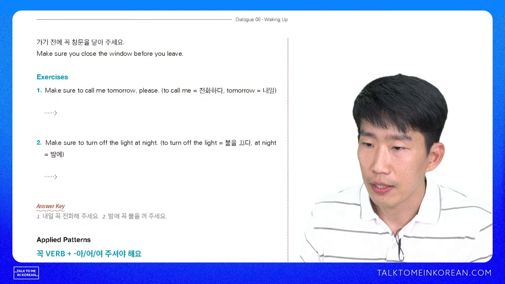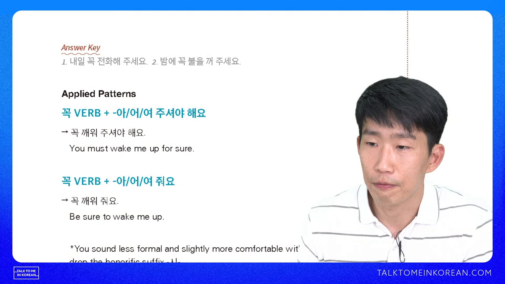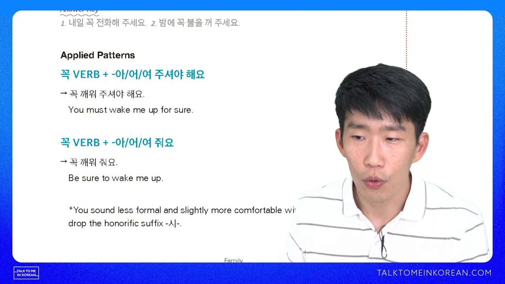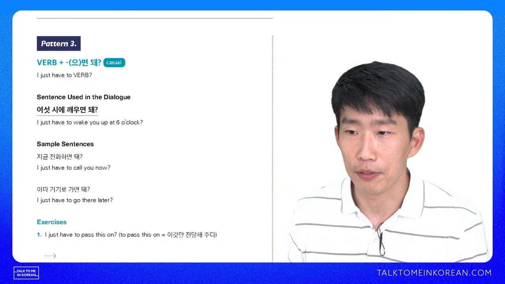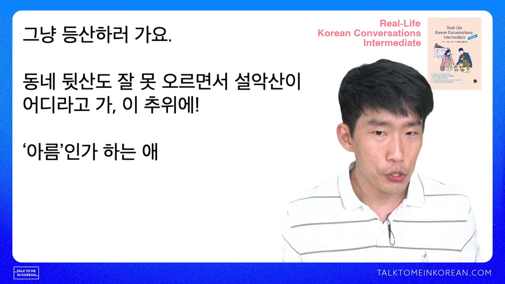And then you have another exercise. 꼭, and then applied patterns. You can tweak the ending a little further and say 꼭 해주셔야 돼요. 해주셔야 해요. 꼭 해주세요. 꼭 깨워줘요. Okay. And then another pattern. 음연패. I just have to do this. So, yeah. This is the structure of the book. I hope you enjoyed the little dialogue.